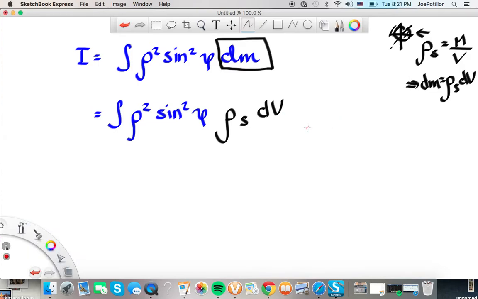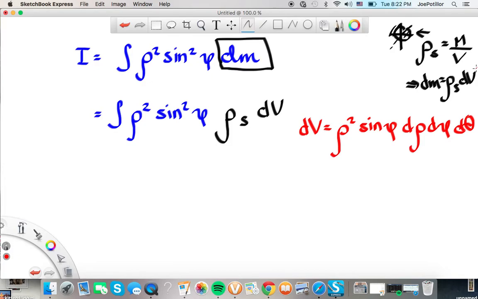So dv is related by ρ squared sine of phi d rho d phi d theta. What that represents is the volume, represented by the square of the radius here. This ρ is the same as that ρ, not the same as the density of the sphere. This ρ represents radius, and we use it often enough.